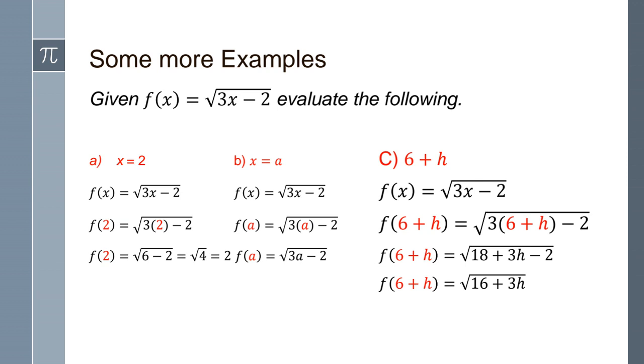Then the final step is combining our only two like terms. We have an 18, which is a constant, and the negative 2. When we add those two, we get 16. So the answer for f of 6 plus h is 16 plus 3h, because we can no longer simplify this because of the variable h. We just leave it like that, and that will be our answer.